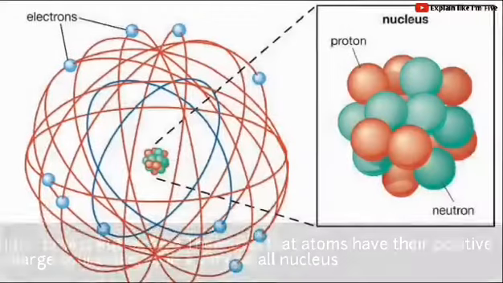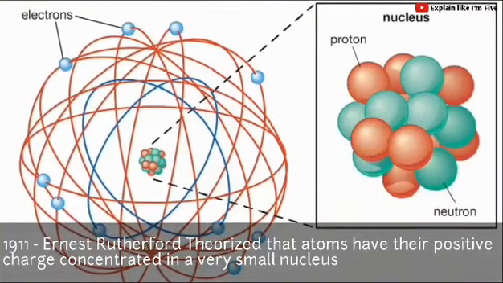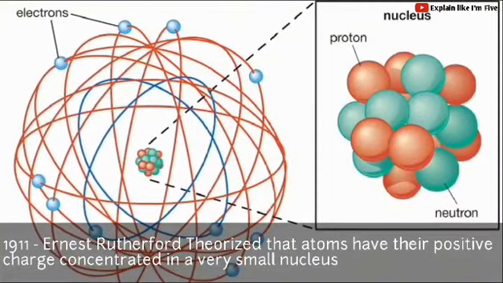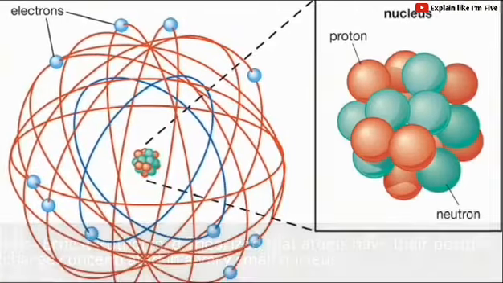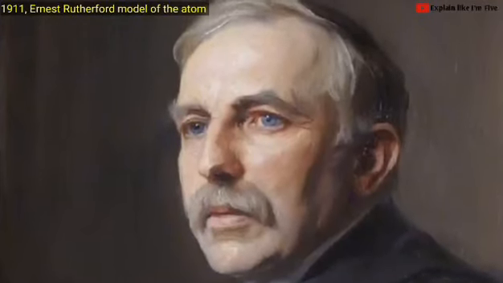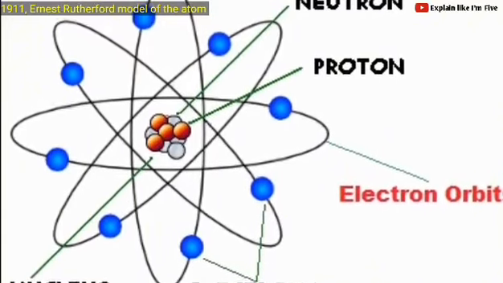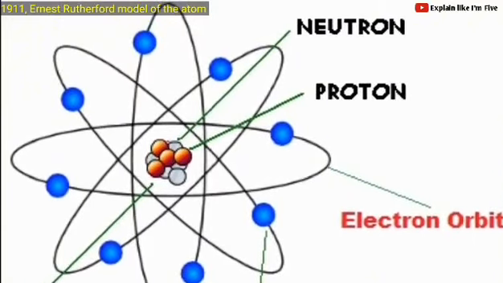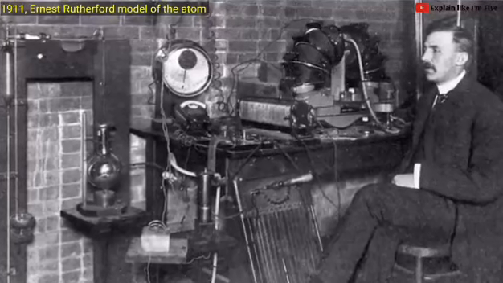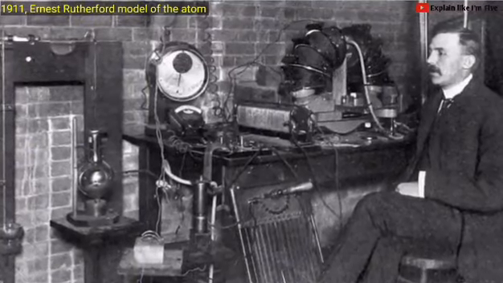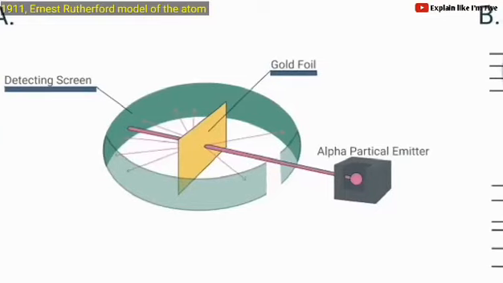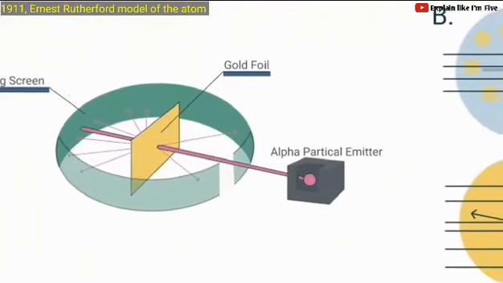Later on in 1911, Ernest Rutherford theorized that atoms have their positive charge concentrated in a very small nucleus. He pioneered the Rutherford model of the atom, with his discovery and interpretation of Rutherford scattering in his gold foil experiment. He performed the first artificially induced nuclear reaction in 1917 in experiments where nitrogen nuclei were bombarded with alpha particles.